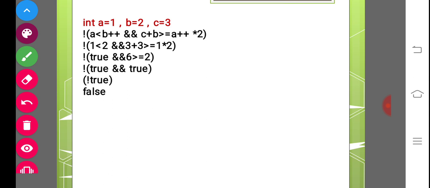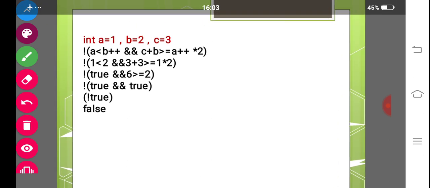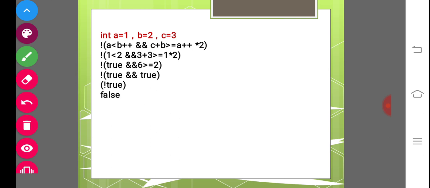After the execution of b++, the new value of b is now 3. But as this is a postfix, I am using the original value 2. AND operator c. C value is 3. 3 plus b. What is the new value of b? 3. So 3 plus 3 is greater than or equal to 1 multiplied by 2.